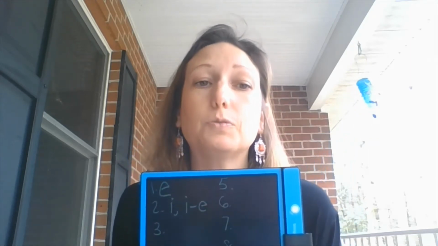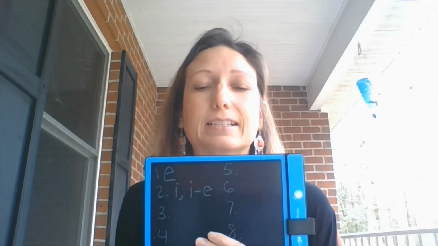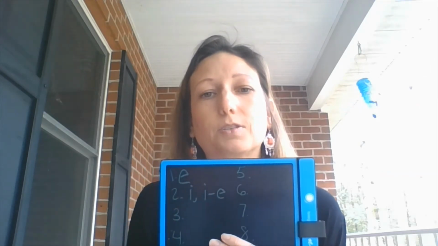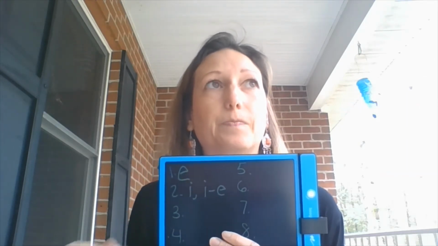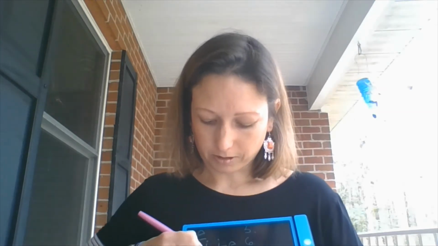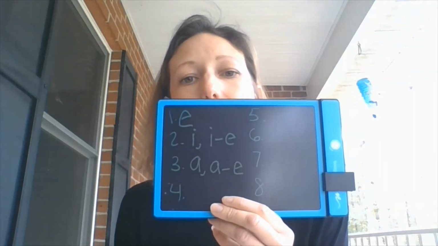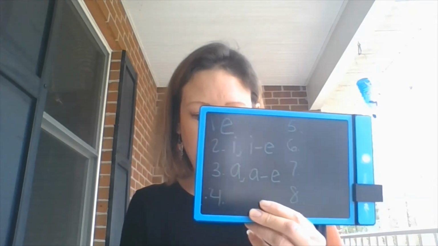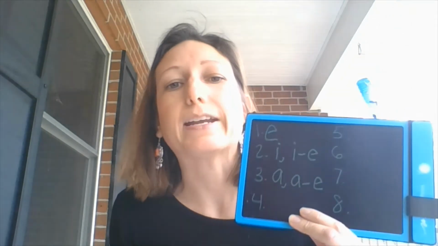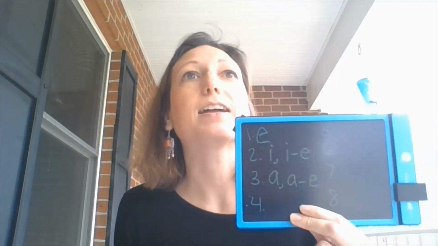Number 3, 2 ways to write A. 2 ways to write A. And we're going to write A. We can have one A, or we can have A consonant E. And number 4, one way to write ang, our chunk, ang.